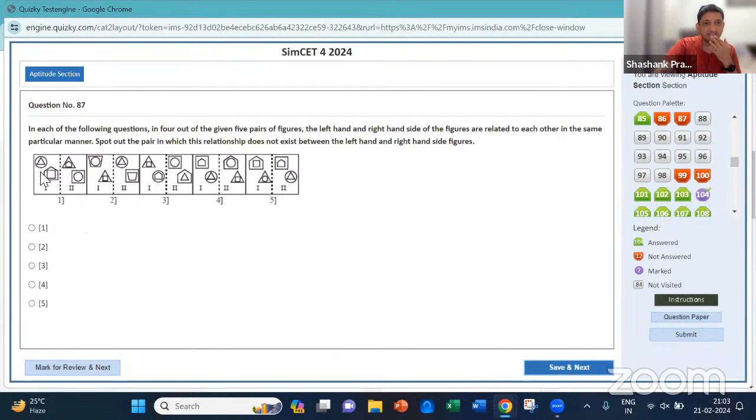This seems interesting at least. ट्रायंगल के अंदर पेंटागन. ओके. सो सर्कल के अंदर ट्रायंगल. यप. स्क्वायर के अंदर सर्कल. यस. पेंटागन के अंदर सर्कल. यप. एंड स्क्वायर के अंदर ट्रायंगल. यप. 5 इज रॉन्ग.